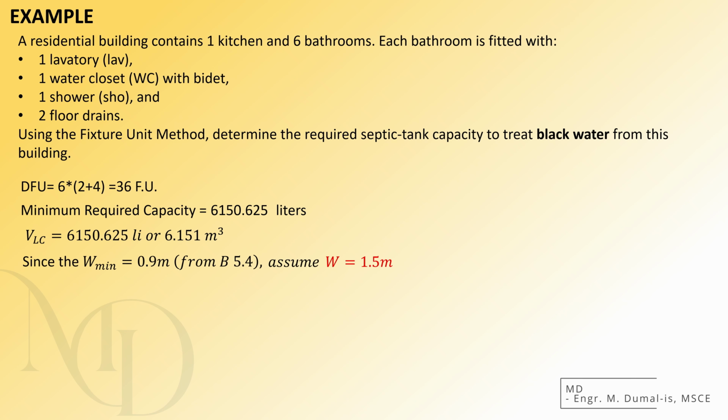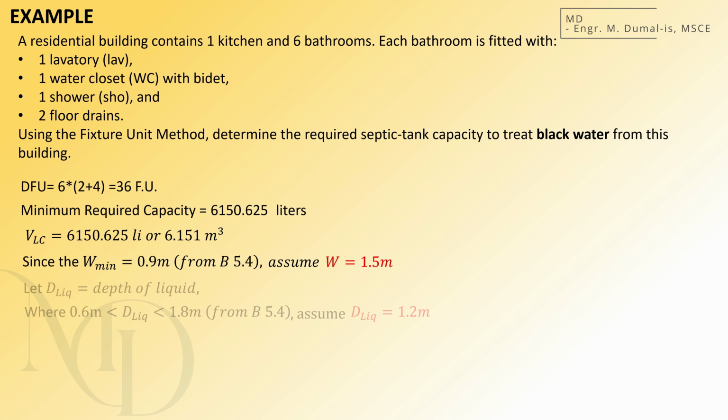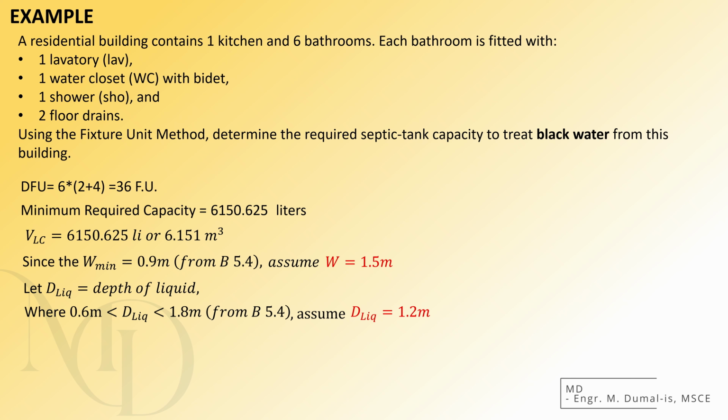According to section B 5.4, the minimum septic tank width is 0.9 meters. For this example, let us assume a width W of 1.5 meters. The same section specifies that the liquid depth must be between 0.6 meters and 1.8 meters. For simplicity, we will assume a liquid depth of 1.2 meters.